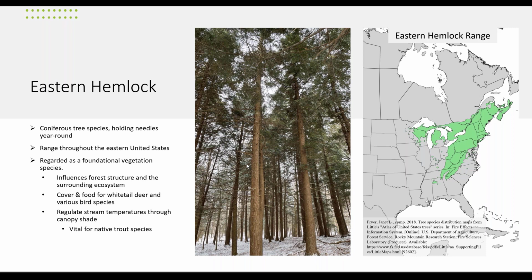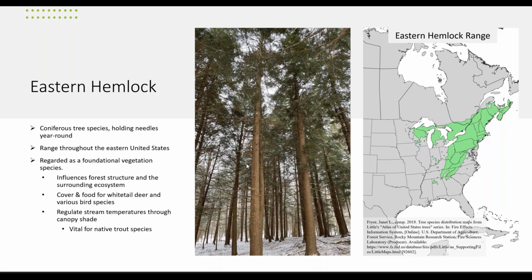Okay, so my study focused on eastern hemlock trees, which are coniferous tree species, meaning they hold leaves year-round in the form of short needles. Under ideal conditions, they can live hundreds of years with tree heights up to 160 feet. They range throughout the eastern U.S., extending to portions of the upper Midwest, but are primarily found along the Appalachian Mountains. So why would anyone even care about hemlock trees?